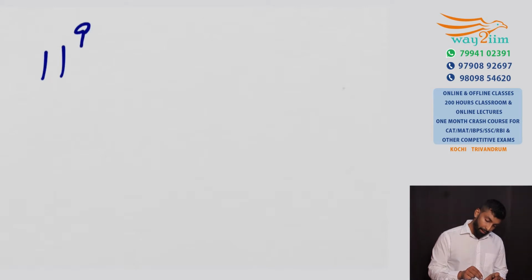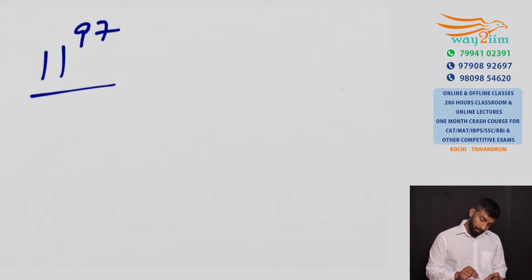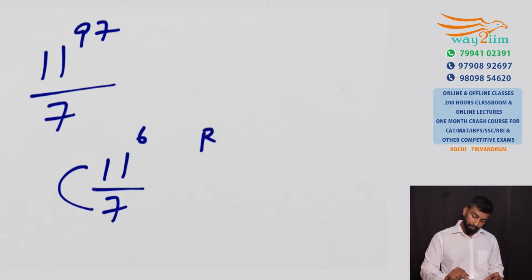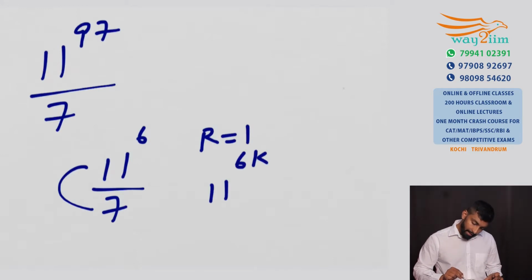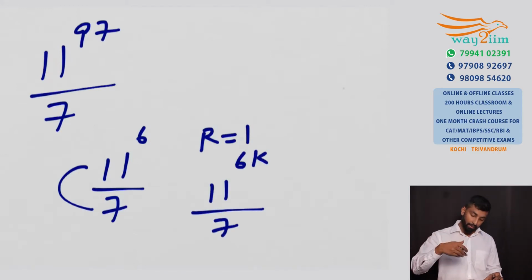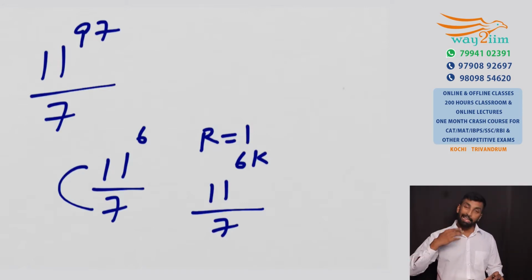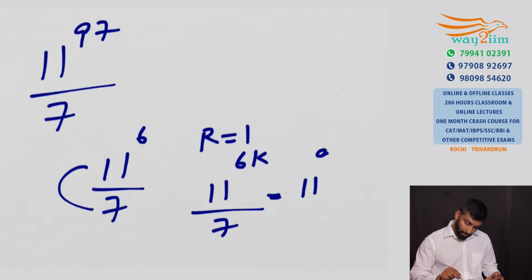Because 11 raised to 97 by 7 is basically 11 by 7. What is Fermat's theorem? 11 by 7, these two are coprimes. Raised to 6 will give me a remainder 1. If that is the case, for 11 raised to 6k series, any number, if I take 11 raised to 12, 11 raised to 18, 11 raised to 24, 11 raised to 30, 36, 42, any such number will give me remainder 1. And 96 belongs to that series. That means 11 raised to 96 by 7 will also give me remainder 1.